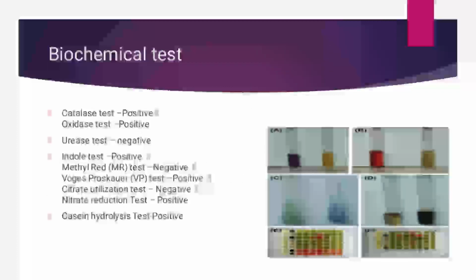Biochemical tests: catalase test positive, oxidase test positive, urease test negative, indole test positive, MR test negative, VP test positive, citrate utilization test negative, nitrate reduction test positive, caseinase test positive. Sometimes biochemical tests are unreliable for Coxiella burnetii. It is challenging to culture and study through traditional biochemical tests. It does not undergo typical metabolic activities observed in free living bacteria.